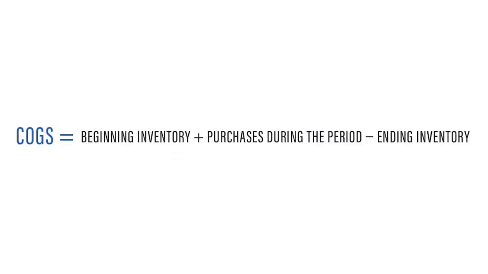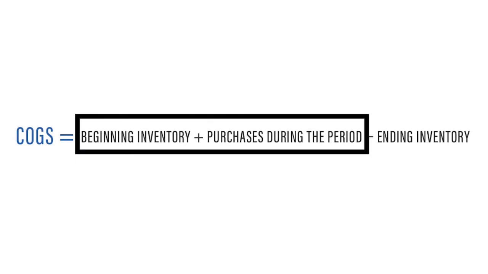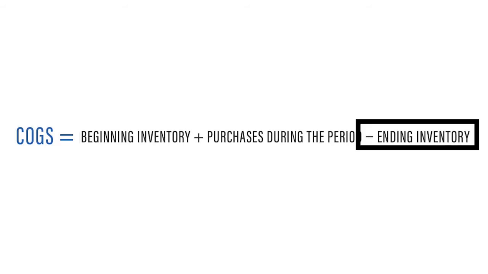When using the periodic method, cost of goods sold is calculated using this equation. This equation makes perfect sense when you look at it piece by piece. Beginning inventory plus the amount of inventory purchased over the period gives you the total amount of inventory that could have been sold. We then assume that if an item isn't in inventory at the end of the period, then it must have been sold.